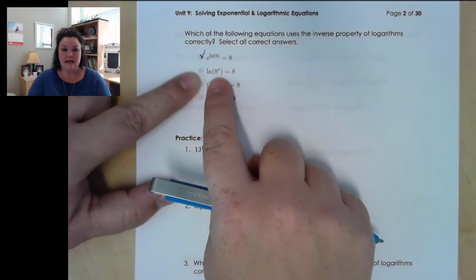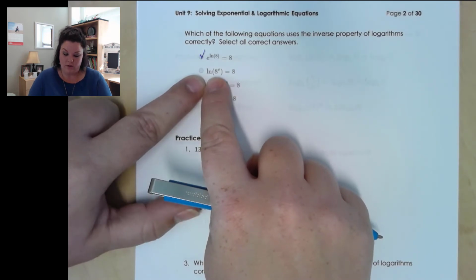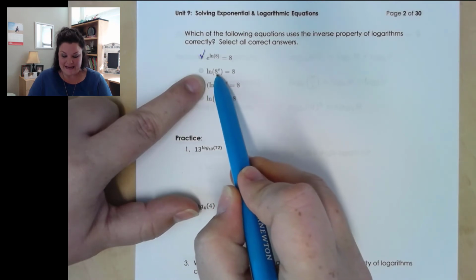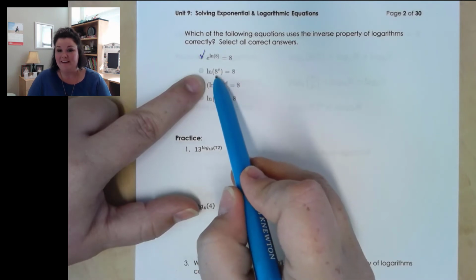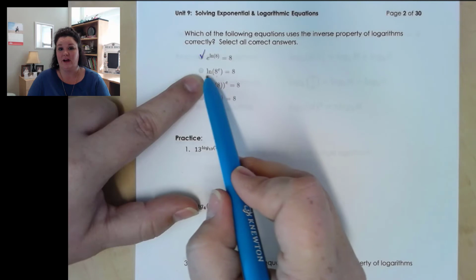If we look at this next one, I have ln of 8 to the e power. Now, in order for this ln to cancel out, I would have to have an e base inside the log, and I don't have an e base. I have an e exponent, but I don't have an e base. I have an 8 as my exponential base. So this one is not representing the inverse property because it will not cancel out.